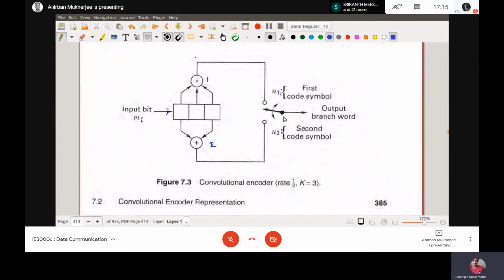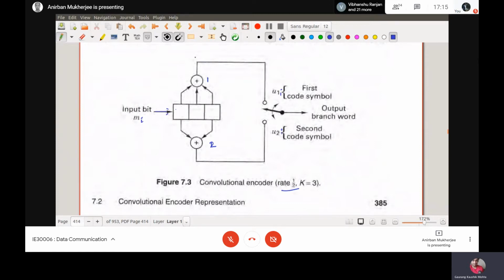So U1i is the first output symbol and U2i is the second output symbol. For each Mi, 1 bit is input and there are 2 bits output. So the rate is 1 by 2 and the constraint length is 3. So that is a 3-length register. In a convolutional encoder, for each input bit there are 2 output bits, and these 2 output bits are dependent on the input.